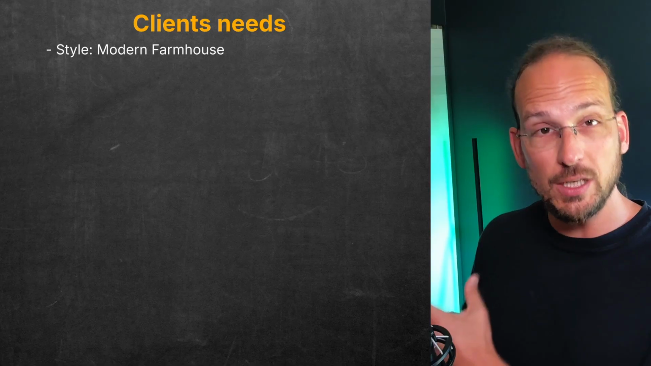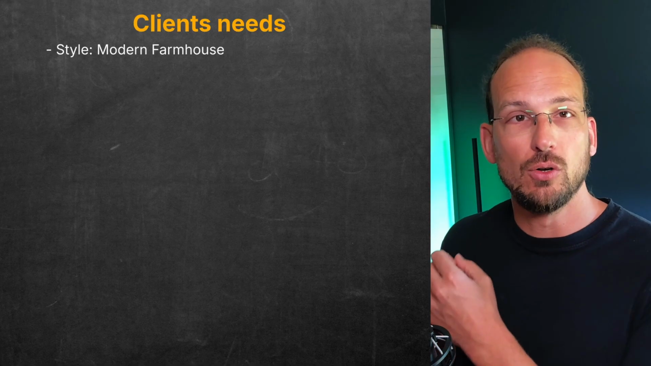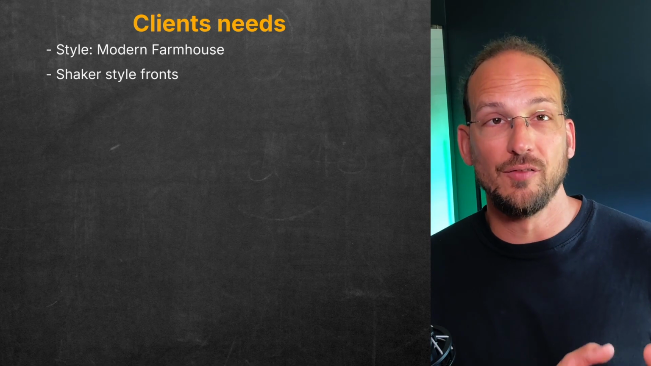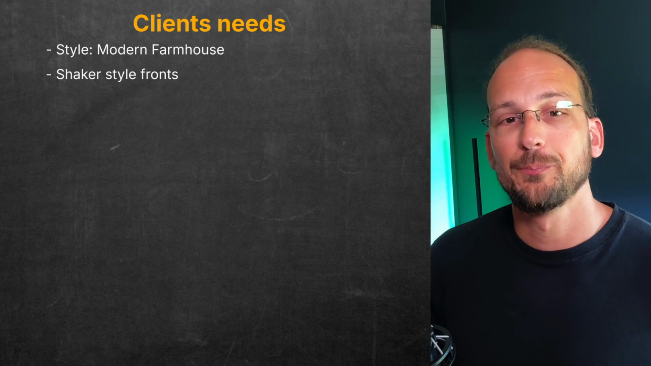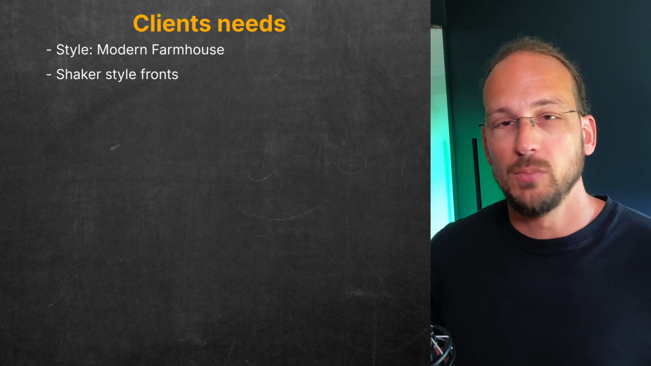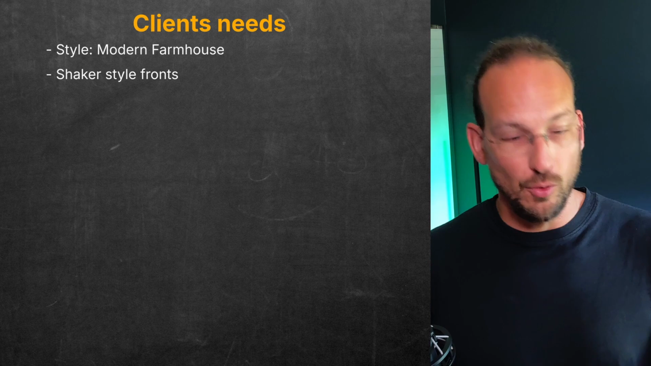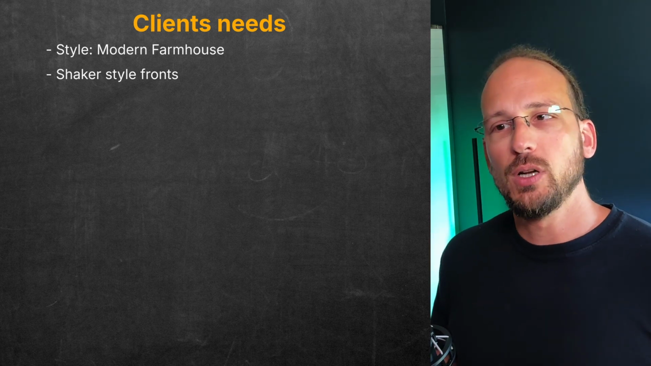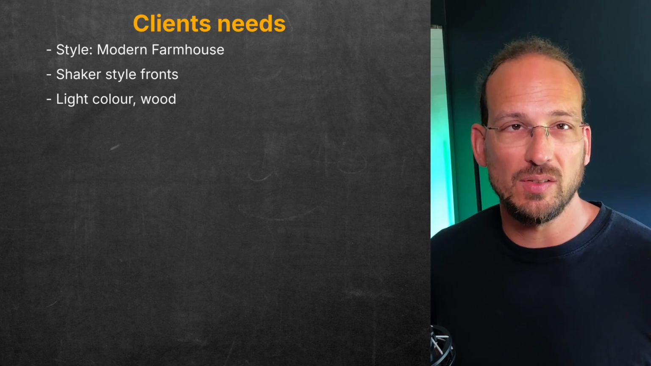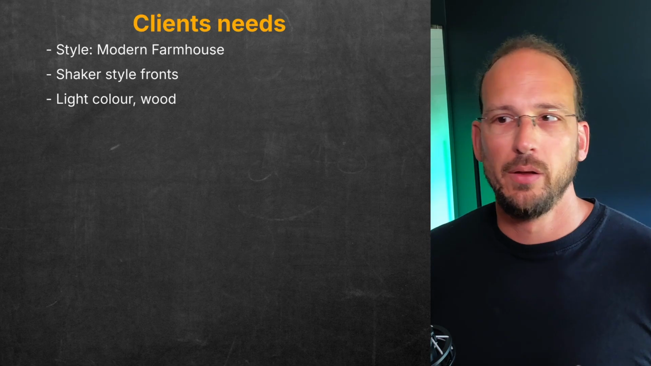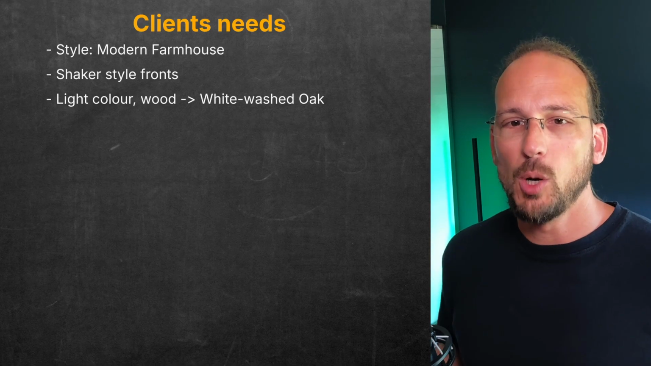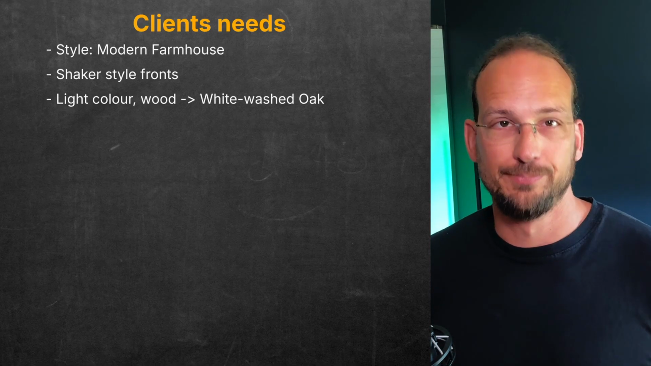And because they have the kitchen right beside it, which already has shaker style fronts, we want to go with shaker style fronts for the built-in too. However, they don't want it as dark as the kitchen is, because the kitchen is already dark and the floor is dark. So they want something bright colored, ideally as white as possible, but still wood. So after a little bit of back and forth and tossing ideas, we opted for whitewashed oak.